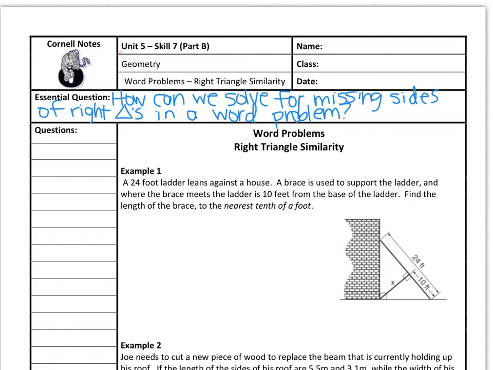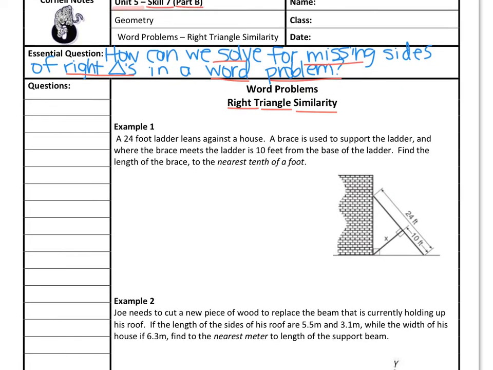We are going through Unit 5, Skill 7, Part B, which is how can we solve for a missing side or sides of right triangles in a word problem. So now we're going to look at some real world situations and apply what we've learned so far about right triangle similarity. Let's take a look at the first example.